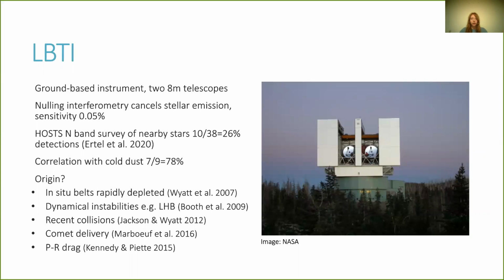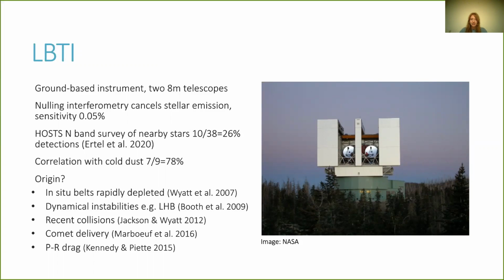The Large Binocular Telescope Interferometer uses nulling interferometry to cancel out the stellar emission, allowing it to resolve dust very close to the star. Recently the HOST survey was conducted to search for exozodiacal dust around 38 nearby main sequence stars, and they found a detection rate of 26%. However, only considering stars with known debris disks, they found a detection rate of 78%.